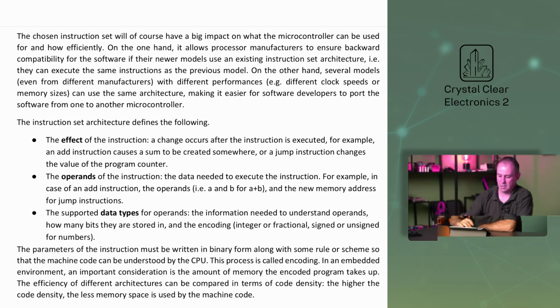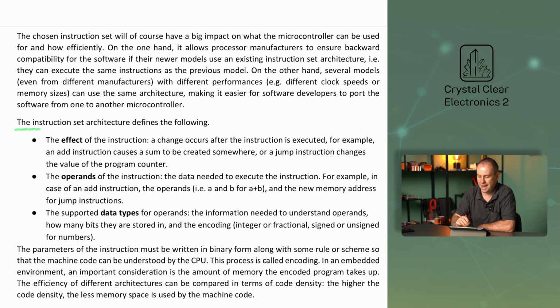The instruction set architecture basically defines three things. The first is the effect of the instruction. This means that a change occurs after the instruction is executed. For example, an add instruction causes a sum to be created somewhere, or a jump instruction changes the value of the program counter. The second is the operands of the instruction. This is the data needed to execute the instruction. For example, in case of an add instruction, the operands, that is A and B numbers to be added for A plus B, and the new memory address for jump instructions.